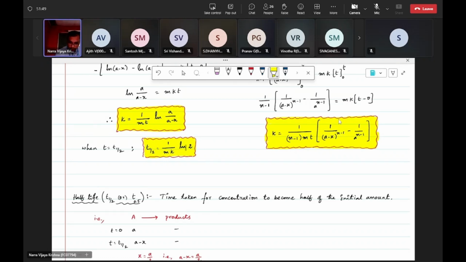Right? Now, apply the same principle here. When T equal to T half, what is this equation? Take this T as T half. Bring the T half to this side, K to this side. So what do you get? N minus 1, M, K. And what about this stuff? Instead of X, A by 2. A minus A by 2 is A by 2. So can I bring the denominator to numerator? So 2 power N minus 1 upon A power N minus 1 minus A power N minus 1. A power N minus 1 common. So what do you get? 2 power N minus 1 minus 1 upon A power N minus 1 into N minus 1 into M into K.